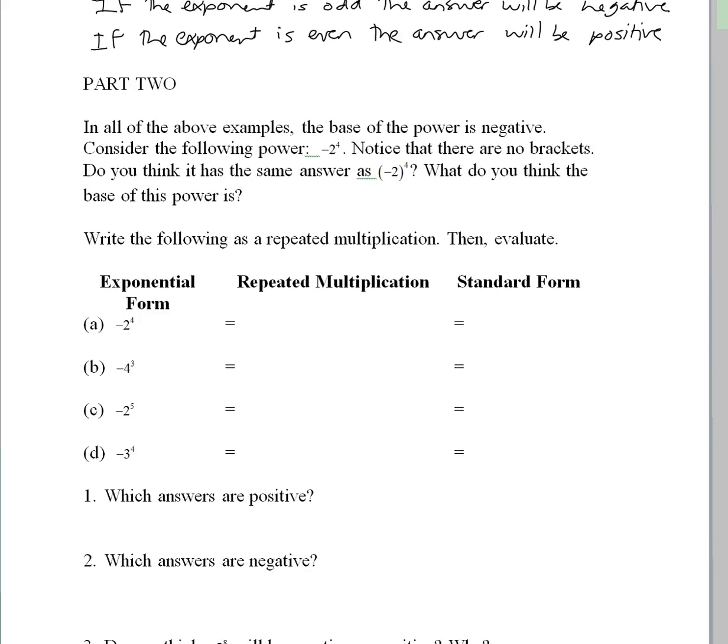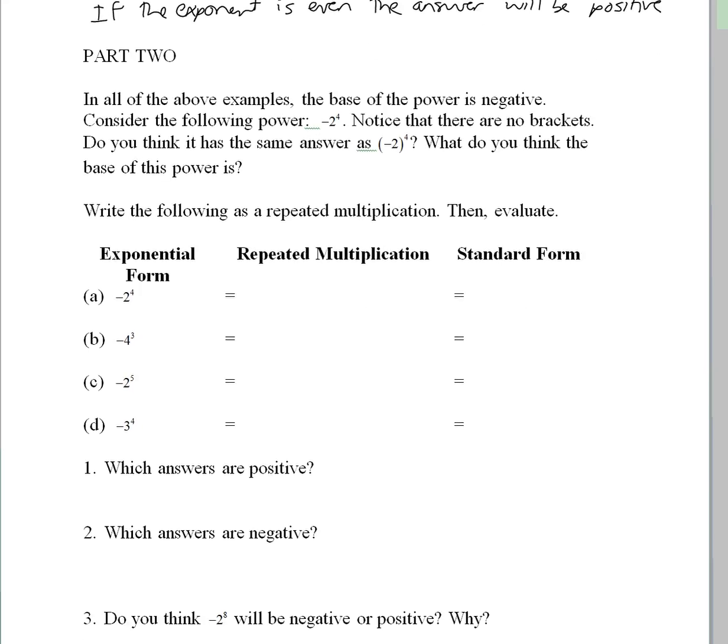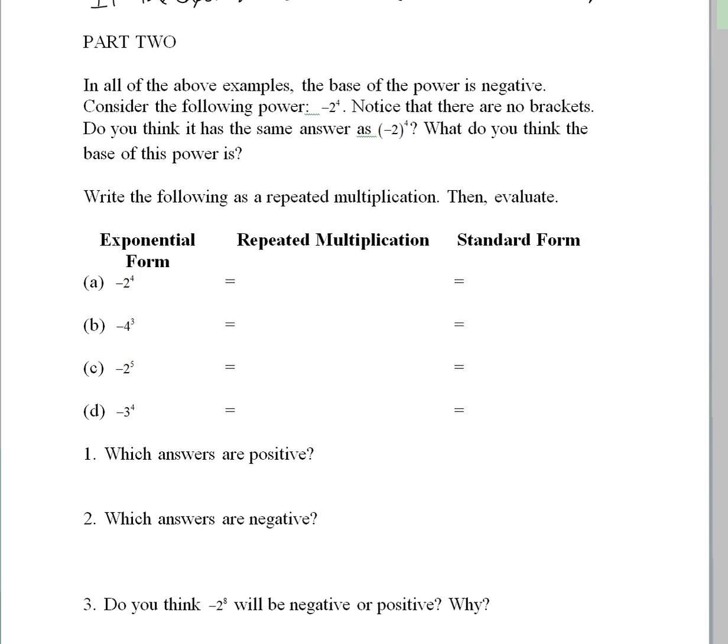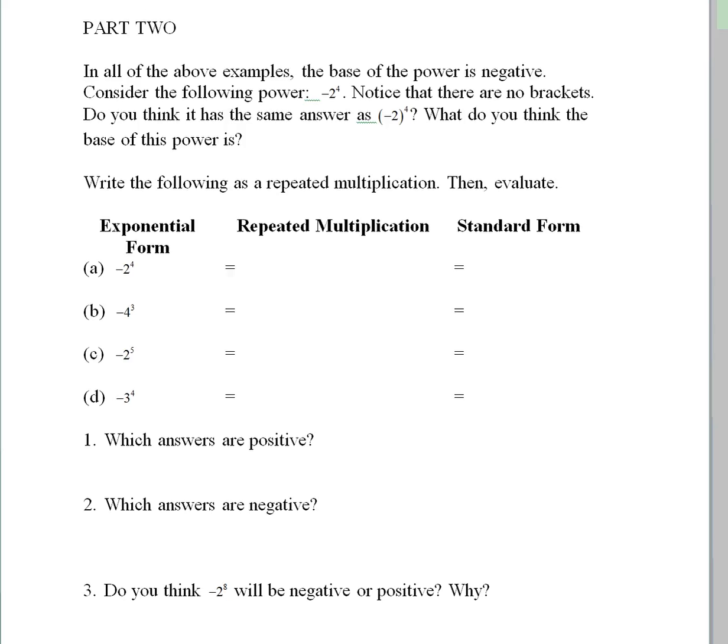In part two, it talks about how the base was negative in all of those ones we just did. It was -2 times -2 times -2, etc. Now it asks you to look at -2 to the 4 without brackets and compare that to -2 to the 4 with brackets. Do you think that those are the same? Do you think that they're different? Hopefully you're thinking they must be different, otherwise what's the point of having the bracket?